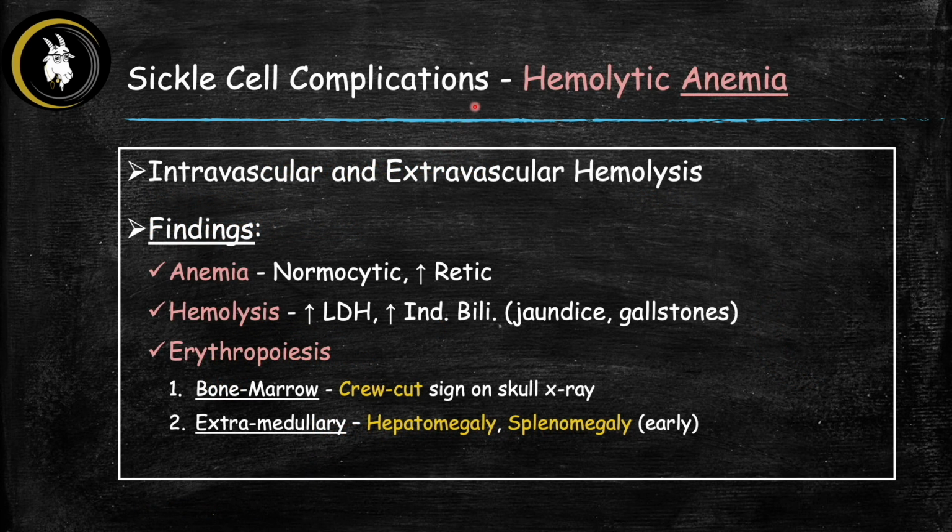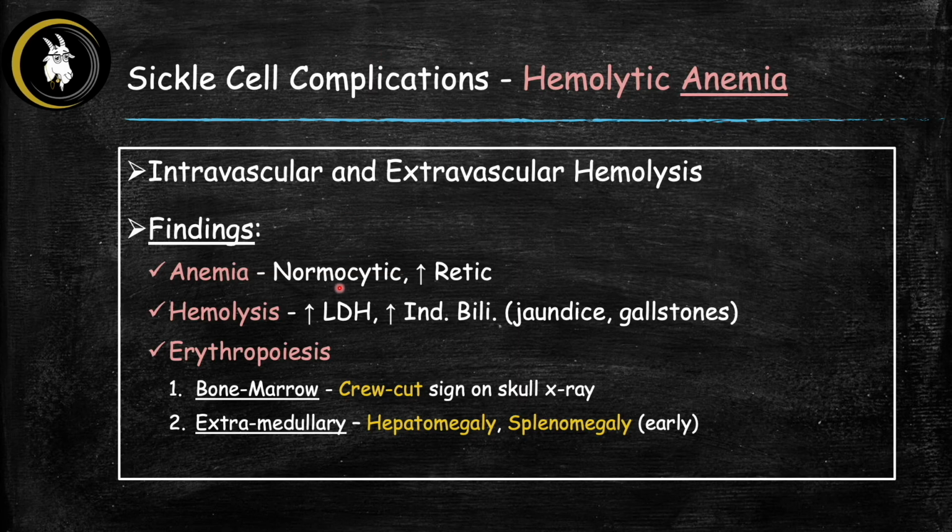So let's talk about the features of hemolytic anemia and sickle cell disease. Sickle red blood cells are susceptible to hemolysis, and the hemolysis is both intravascular and extravascular. And the key findings are related to 3 things. Number 1 is anemia, which of course is going to be normocytic with elevated reticulocytes, as you would expect with hemolysis. Number 2 are the hemolysis labs, which are going to be elevated serum LDH and bilirubin. High bilirubin causes jaundice and can form pigmented gallstones. And if there's significant intravascular hemolysis, it can also cause hemoglobinuria.